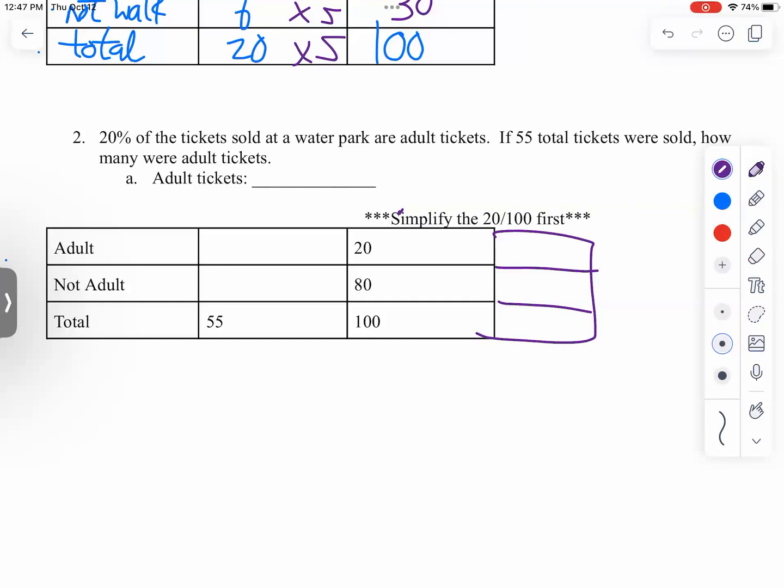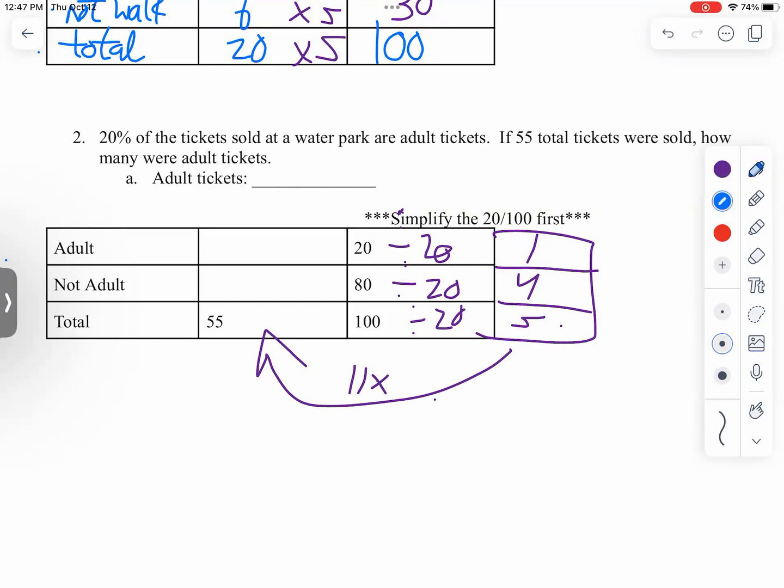If we simplify this, we could do this by 20. That's going to give us 1, 4, and 5. Now from here, we can get back to the 55 by doing 5 times 11 is 55. I'm going to write it like that. It's kind of weird to think that way, but 5 times 11 is 55. What we did there, we're going to do here. So that's going to be 4 times 11 and 1 times 11. So that's going to be 11 and 44. So the adult tickets are going to be 11.